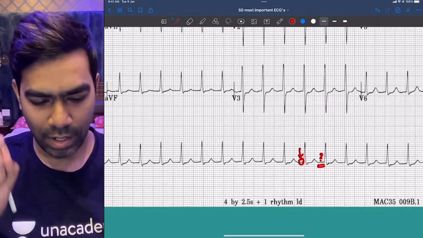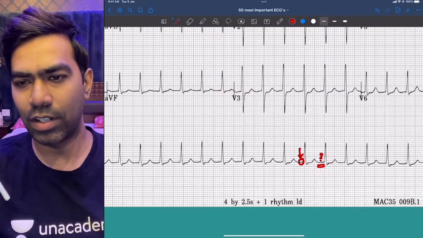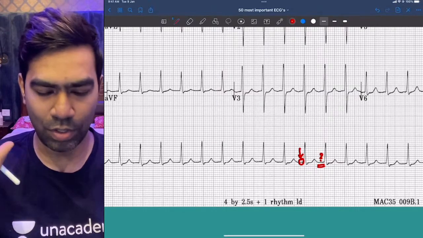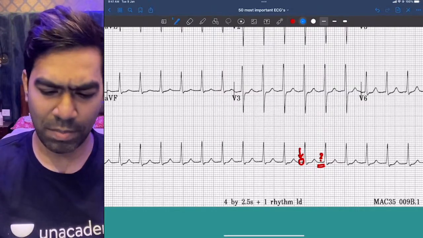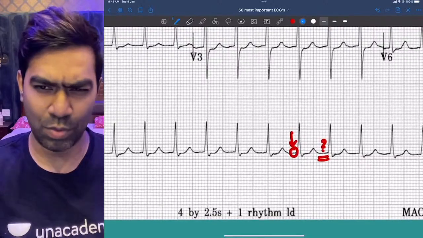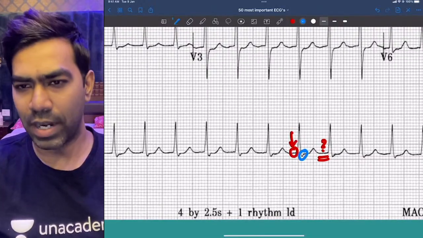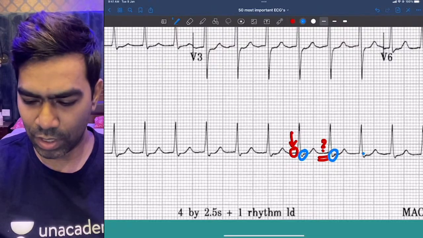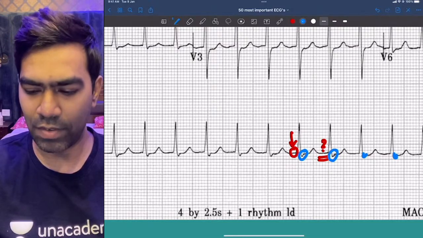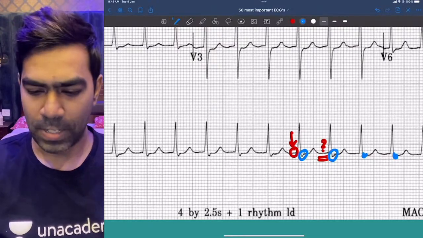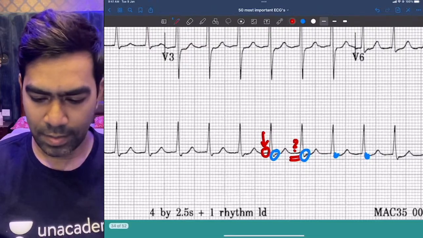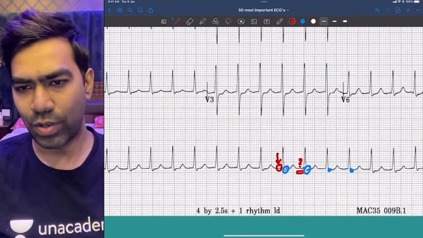One more time: regular narrow complex tachycardia with no P waves at its usual location before the QRS. But where will be the P waves? Sometimes, if you look carefully, you might see that the P waves are buried within the QRS complex like this. So you can see these are the P waves that are buried within the QRS complexes. But no need to worry about that, nobody is going to ask these kinds of things.